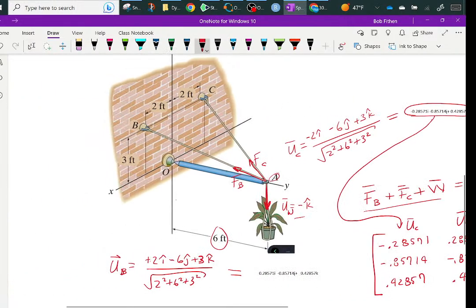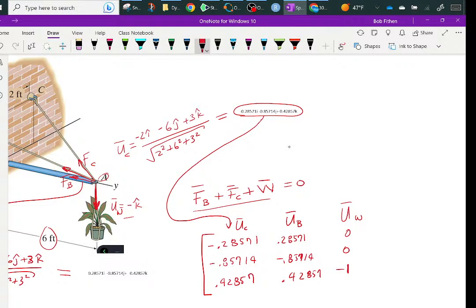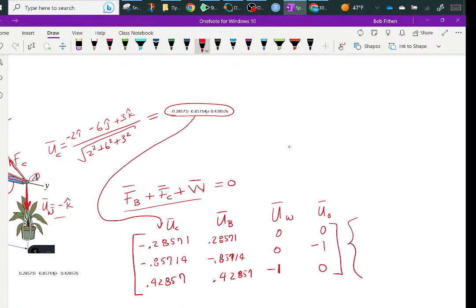Now, I did forget the one that was out this direction. Okay, so hang on. I'm going to take this one. This one will be the unit vector O, and that one is just simply minus j. And the unit vector O minus 1. Now, what you've got is FC, FB, the weight, and FO. And that all has to be 0.